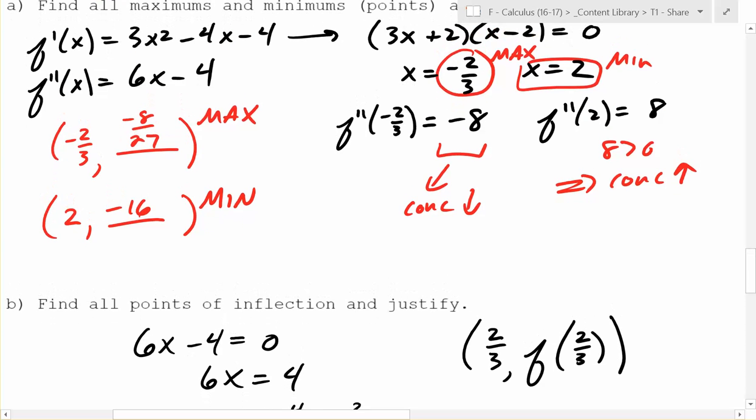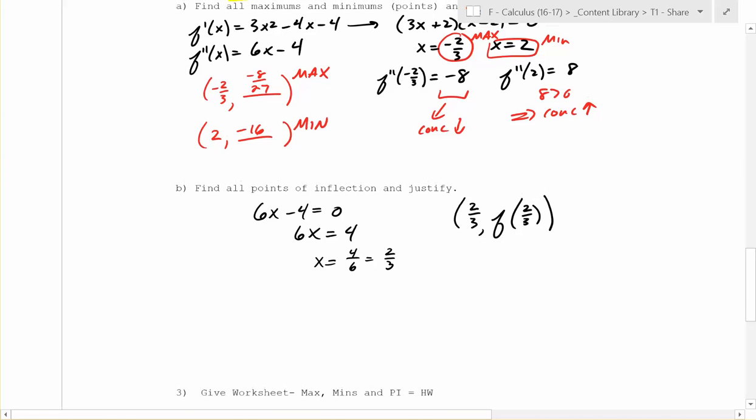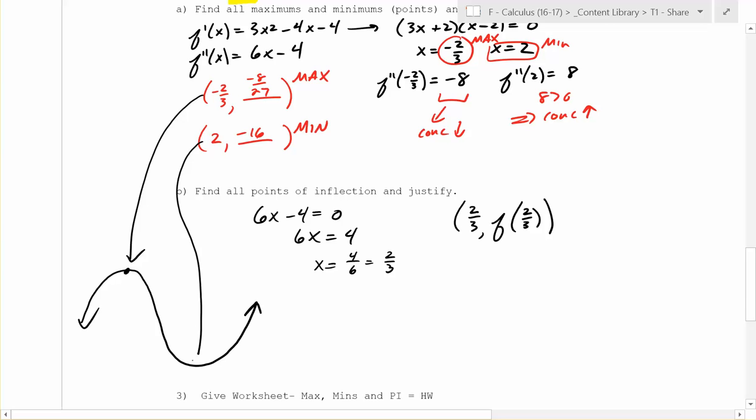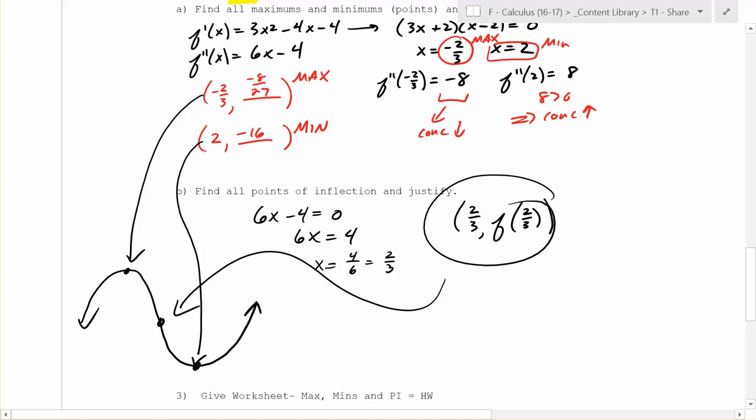So what do we now know? We can put this together and get the general shape of this. We know there's a max at this point, negative 2/3, negative something. And then there's a minimum. So where's our maximum? Right there. Where's our minimum? Right there. And then our point of inflection, right there. If we graph that, we should see something like that. To the left of 2/3, the second derivative should be negative, because it's concave down. To the right, it should be positive because it's concave up. But that's the general structure right there.